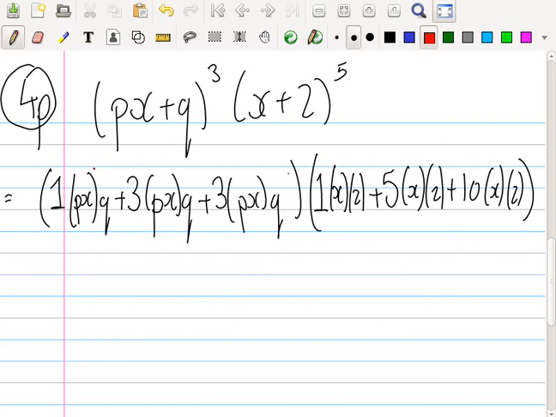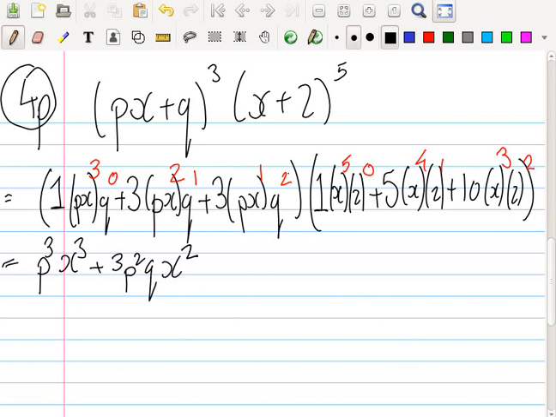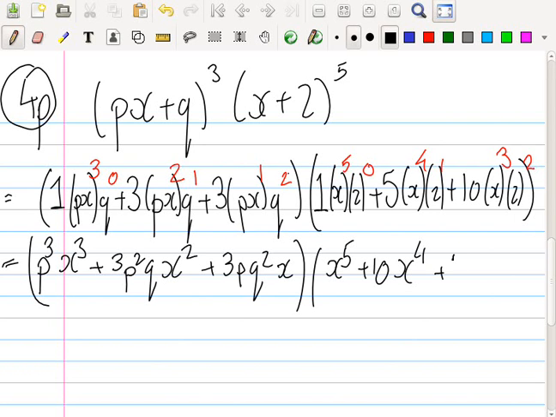Okay, powers here, I want ascending or descending? Descending. So here 3, 2, 1, and then here 0, 1, 2, and then here also, but 5 now, 4 and 3, and then here 0, 1 and 2. So this will here be P cubed X cubed plus 3 P squared Q X squared plus 3 P Q squared X. And then this one here will be X to the 5 plus 10x to the 4 plus 40x cubed.